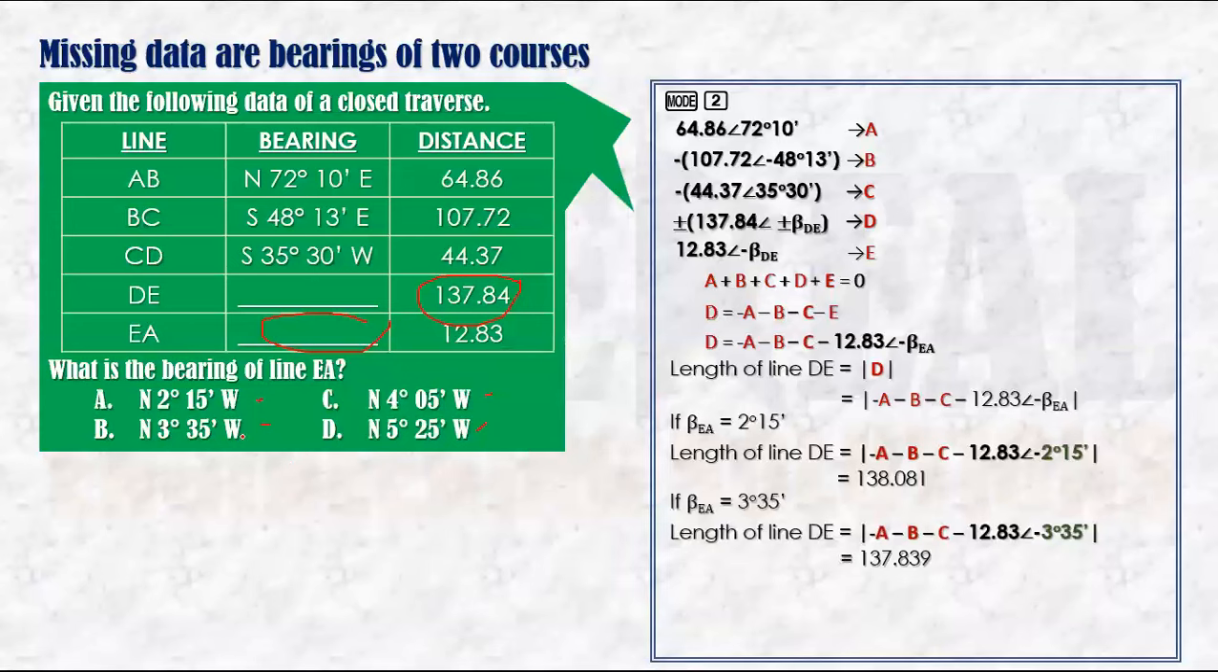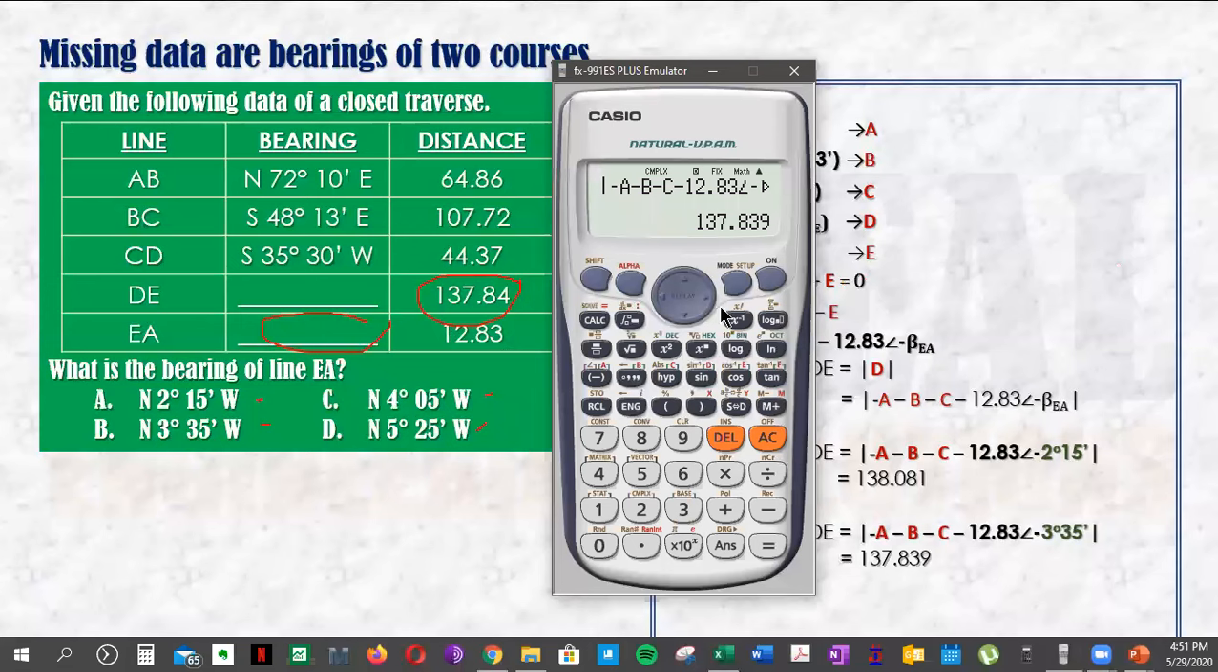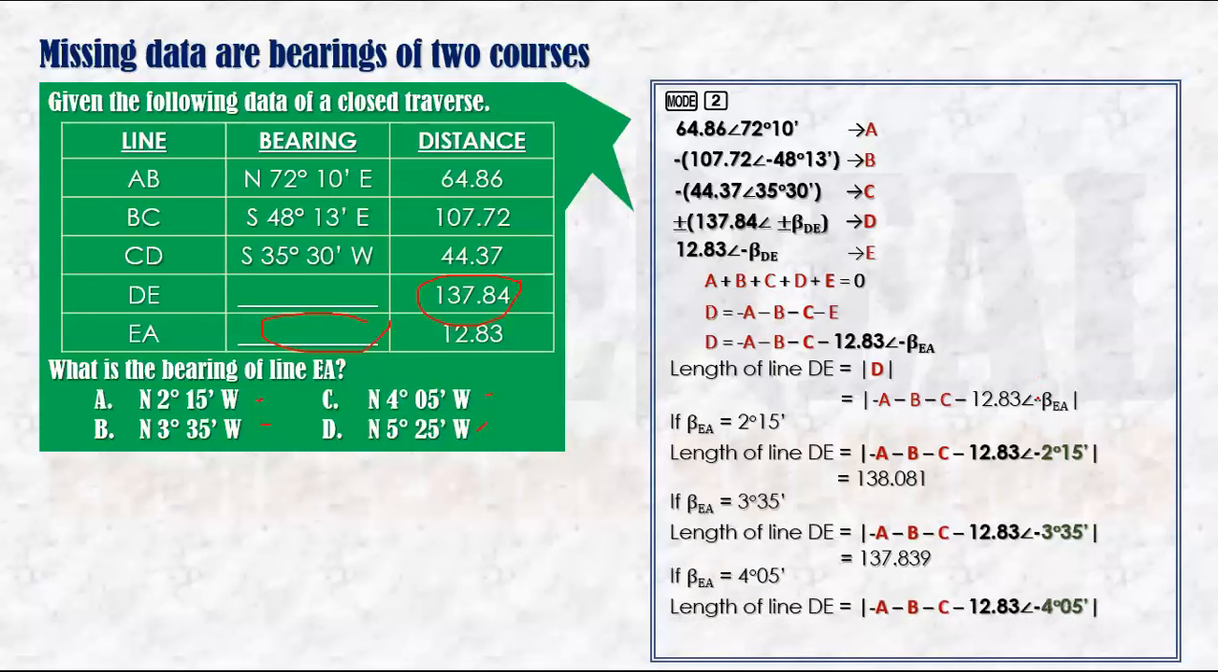When we tried to check that using the trigonometric way, no? So, ganun yan. And if we'll try that letter C, changing this to 4 degrees 5 minutes, it's 137.75. Well, malapit lang, pero ito yung closest to 137.84. So that's it. That's how to solve it, no?